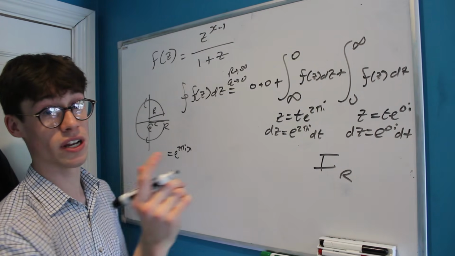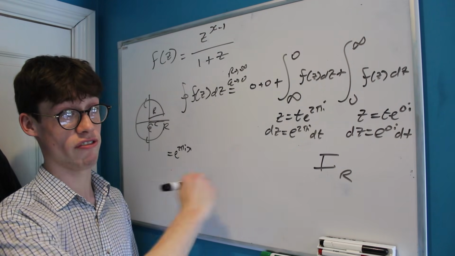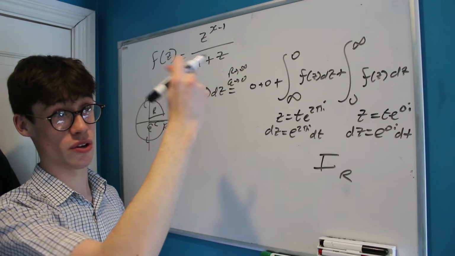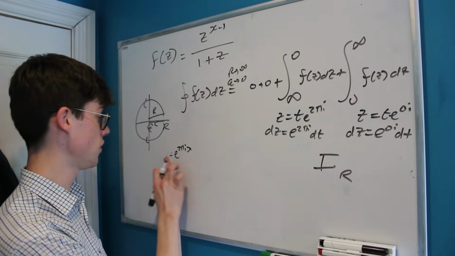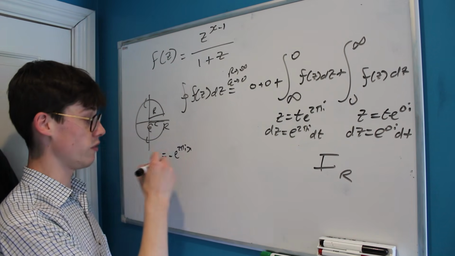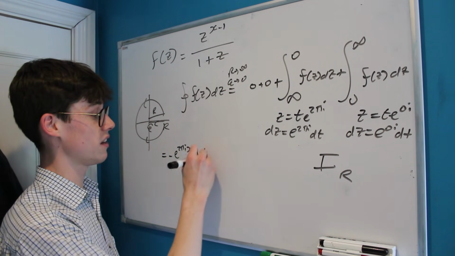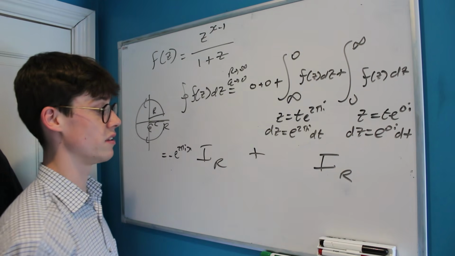And of course, bear in mind though, that the bounds of integration were infinity to 0, which means that we're going to put a negative sign in front to swap our bounds, which is a rule that we've spoken about before on this channel. So we've got negative e to the 2 pi i x times I_R plus I_R.